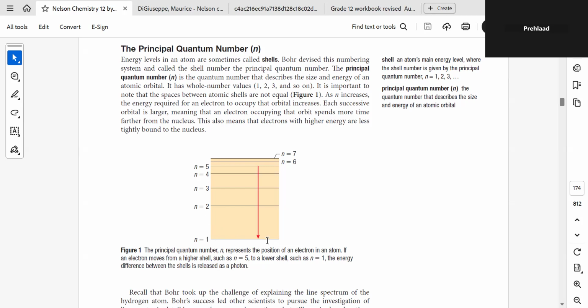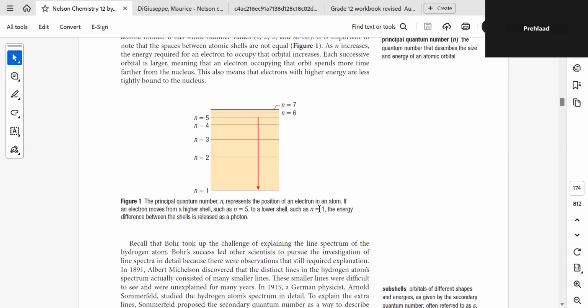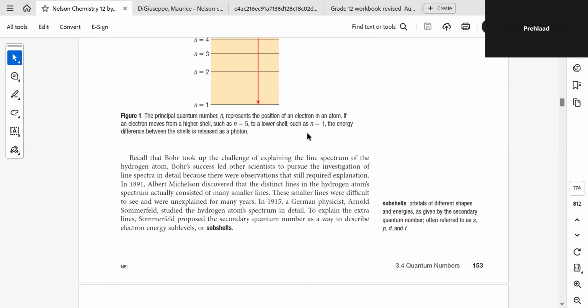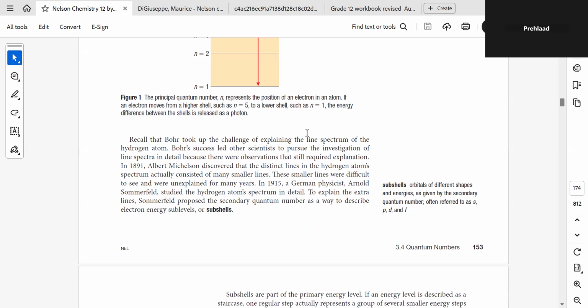An important observation is the gap between 1 and 2, the gap between 2 and 3, the gap between 3 and 4, the gap between 4 and 5, and so on. What is happening? It is slowly or gradually decreasing, right? That means the energy gap is reducing between the consecutive numbers.